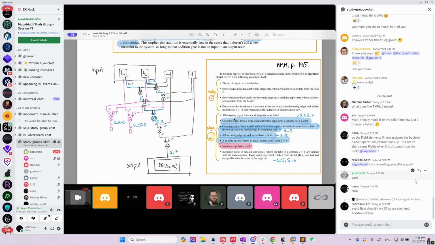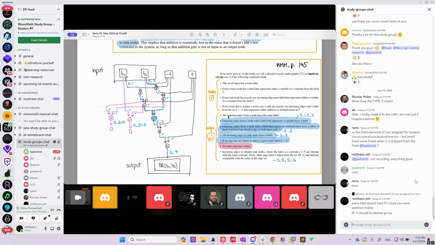So first, all outgoing edges from a node have the same label. Outgoing edges from a node with a label that represents a variable have a label. So that's in our case S1 and S2, because these are variables. Outgoing edges from a node with a label representing multiplication have a label if there's at least one labeled edge in both input paths. So let's check this multiplication gate. Should I label this outgoing edge from this multiplication gate?